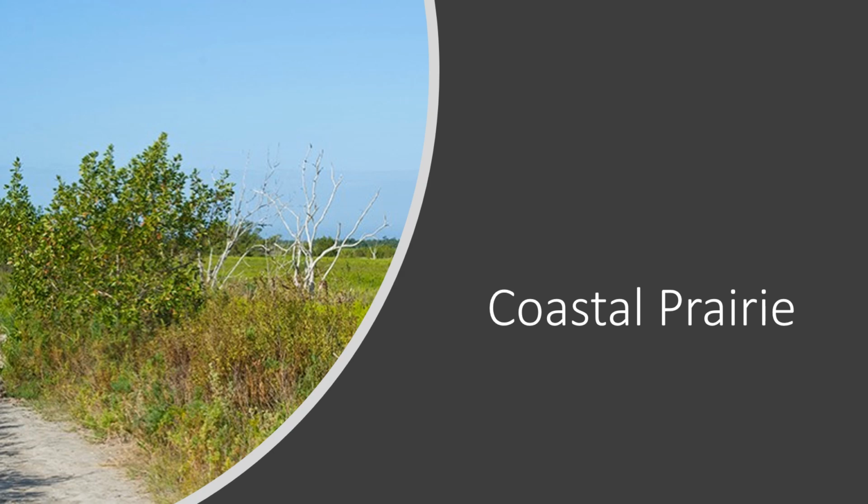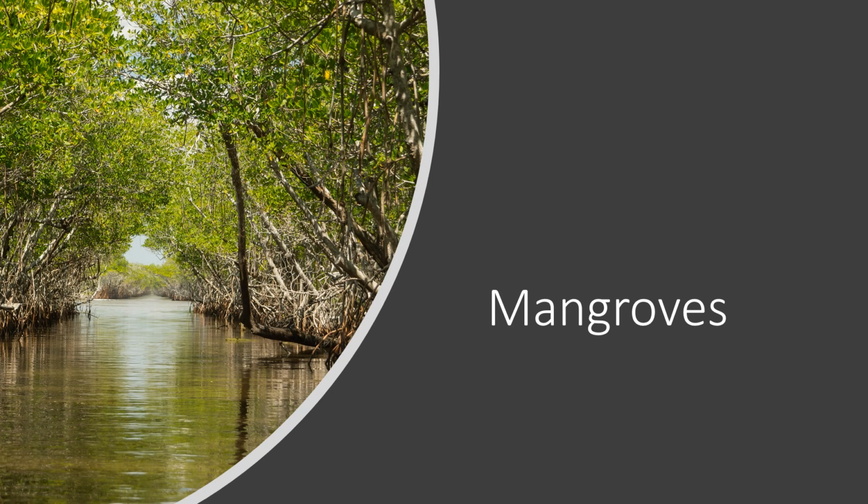The coastal prairie. As you see, each ecosystem is different in what plant life is there. It's going to be different in what animal life is there. Here's another, mangroves. If you notice, all the trees are different in each area. The animal life is going to be different.